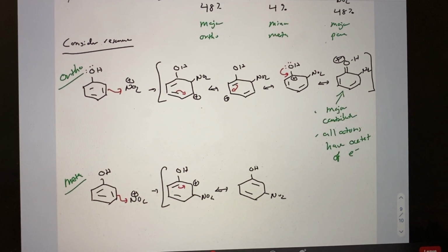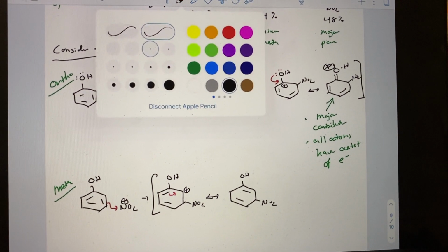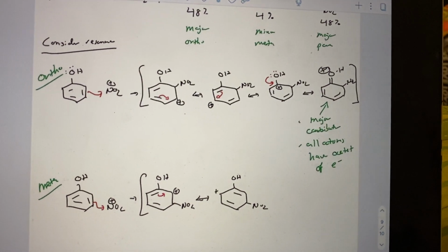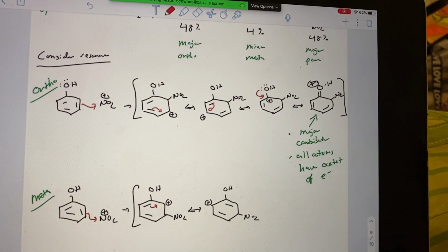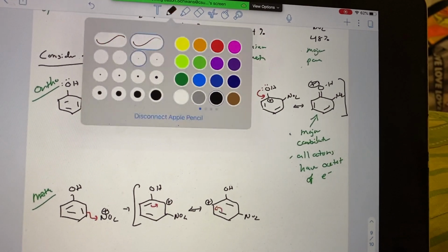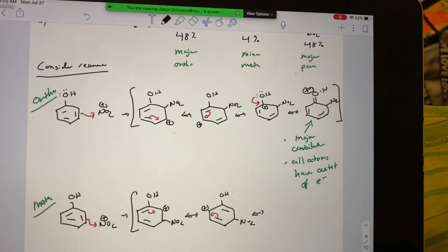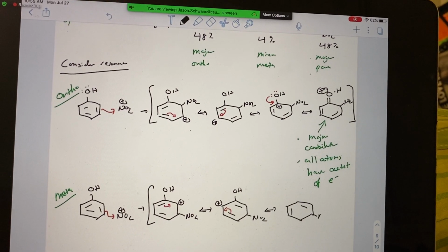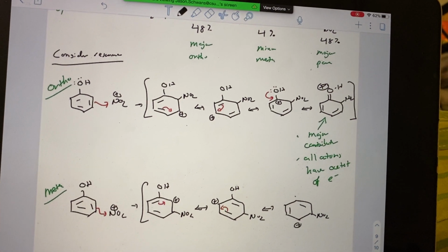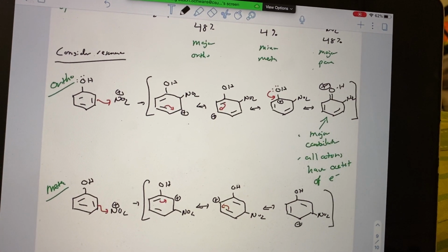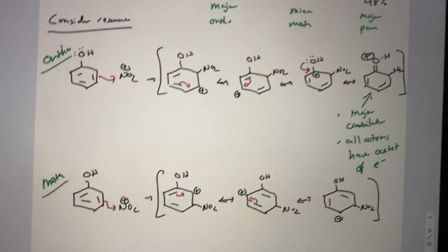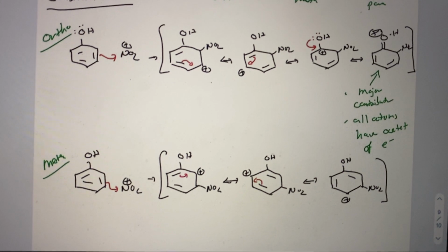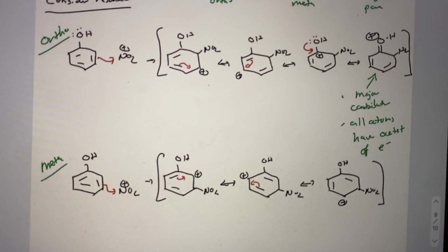That's a valid resonance structure. So I need to put the positive charge there. Draw another one. Something like this. And then actually we're done. Those are all the resonance structures that we can draw.